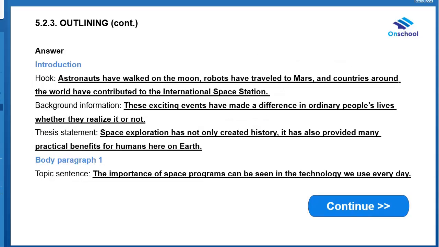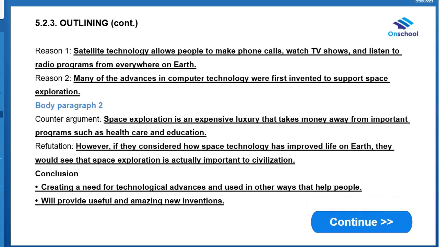The hook is an interesting statement, and it is followed by some background information about events mentioned in the hook. The final one is the thesis statement, which outlines the content in the following paragraphs. The body paragraph starts with a topic sentence, which is also the first sentence. It is then accompanied by 2 reasons explained in details. Especially in the second body paragraph, there is a counter-argument and the author's refutation. They help make the essays more balanced. The conclusion summarizes the main ideas of the body paragraphs.